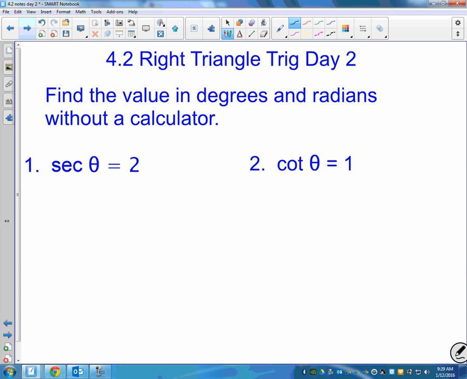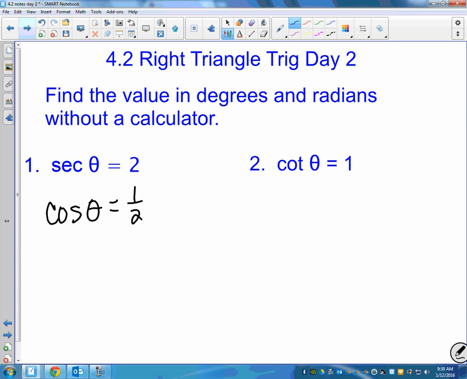So I did harder ones than just sine, cosine, and tangent, because it's always harder if I give you secant, cosecant, or cotangent. But the great thing is, you can change it. If secant of theta equals 2, secant is the reciprocal of which function? Cosine. So if secant of theta equals 2, what do you know cosine of theta equals? Number one, you flip it over, it's just 1/2. You gotta know that. You gotta know the reciprocal function.